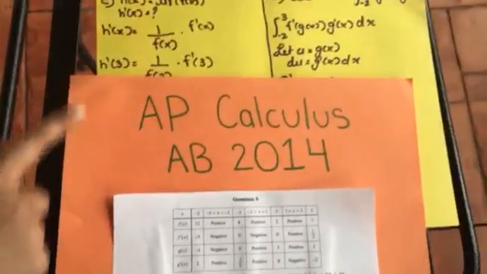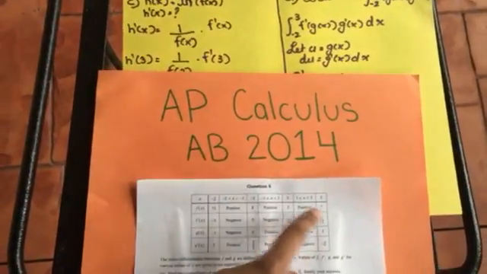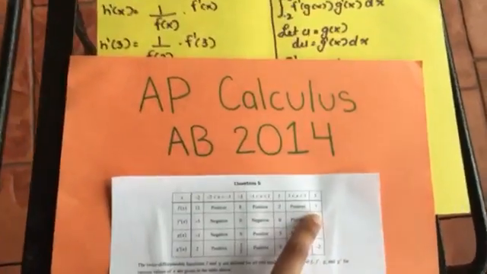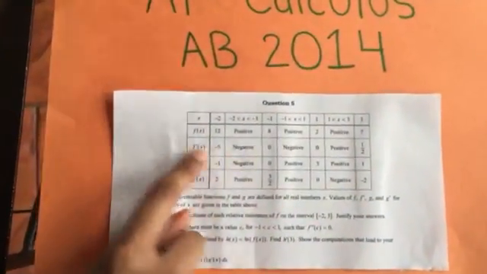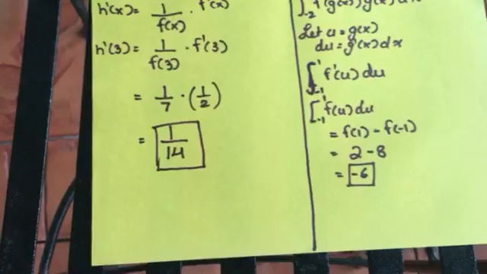And in the chart, it tells you what f of 3 equals. If you go to f of x, f of 3 equals 7. So 1 over 7, and then f prime of 3. So you go to f prime of x. F prime of 3 is 1/2. So you multiply those two, and you get 1 over 14.